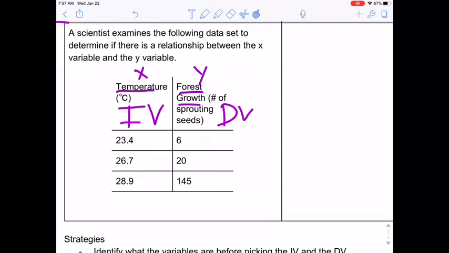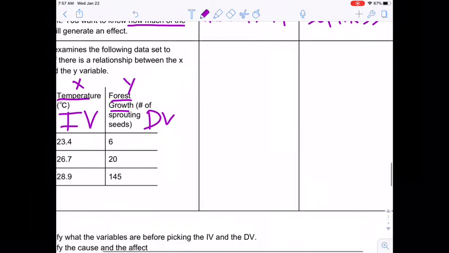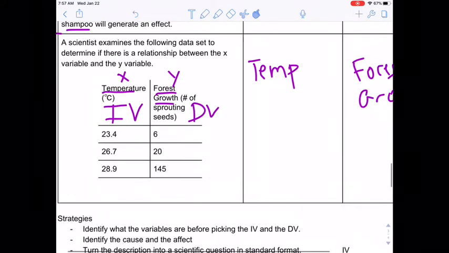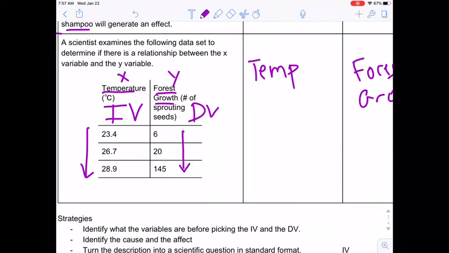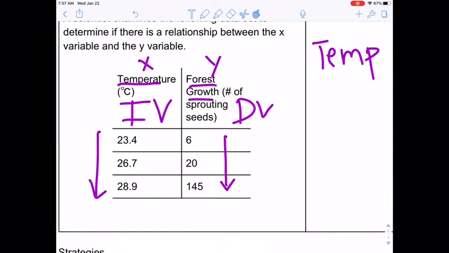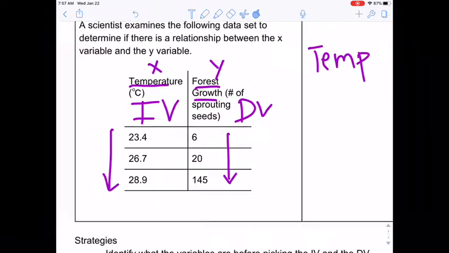So we don't even have to think about cause and effect in this one. We can just write it in. Temperature and forest growth. Looking at this data set, it looks like as the temperature warms up, the forest grows. There's more sprouting seeds, and that still makes sense. Here's the effect, and here's the cause. The number of sprouting seeds is increased by the temperature. So we still have the cause and effect thing going on, but it's nice because it's already in a data set for us, and so we just look at what's x and what's y. What's the independent variable? What's the dependent variable?